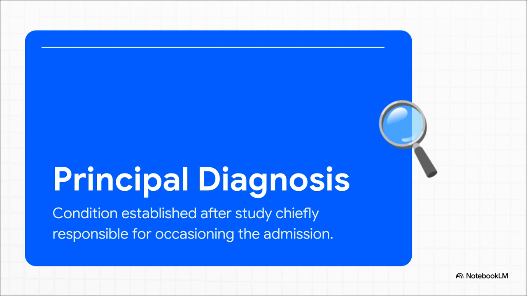Let's say a patient comes in complaining of severe shortness of breath, right? But testing reveals they actually have acute respiratory failure. Well, that respiratory failure is your PDX. This one single code dictates the major diagnostic category and really sets the baseline for the entire hospital payment. You get this wrong, and the entire claim is just fundamentally wrong.